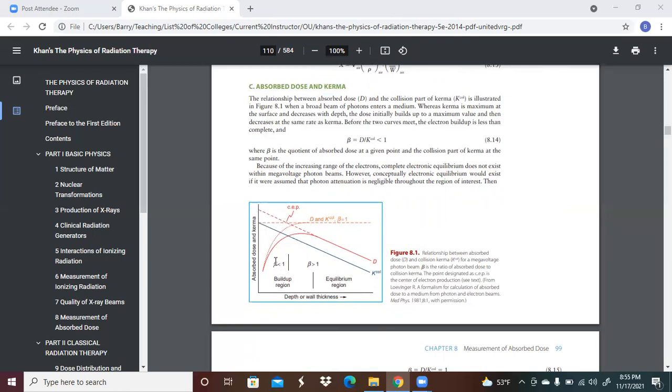Now, this beta value that it's talking about is the ratio of D, the absorbed dose, and the collision KERMA. At the point where it crosses, beta is equal to 1. Over here, you can see where the dose is less than the collision KERMA, so D divided by the collision KERMA is less than 1. As it increases, beta becomes greater than 1, and then the separation is pretty much the same.